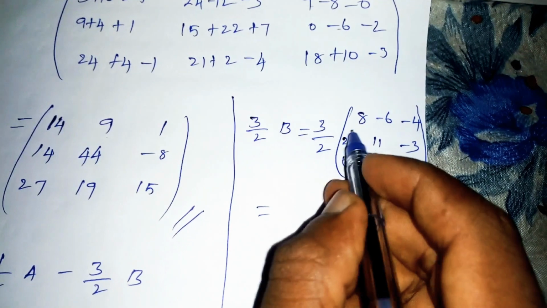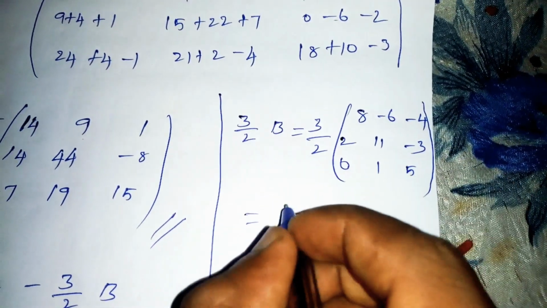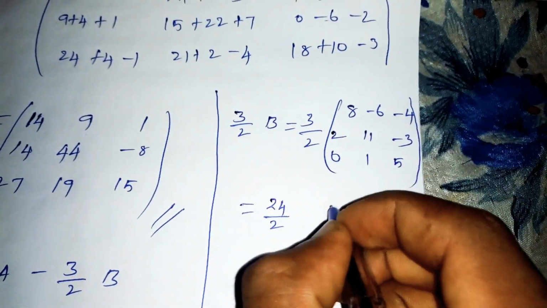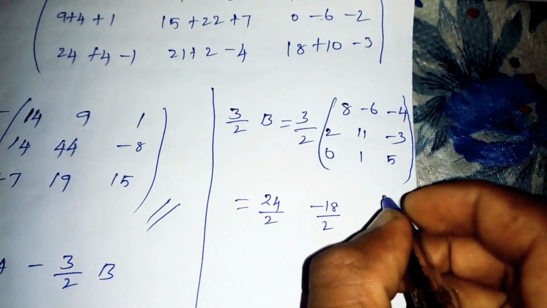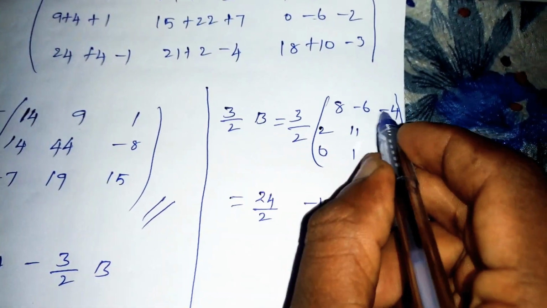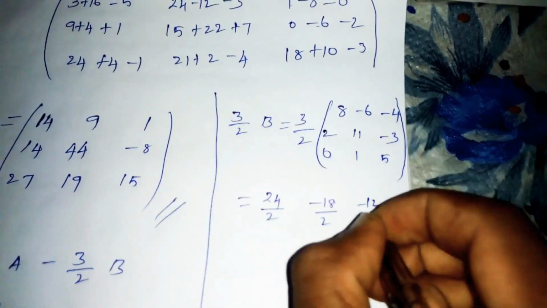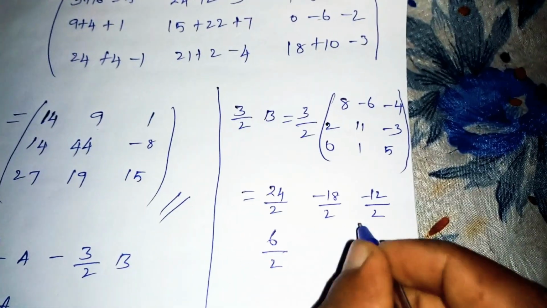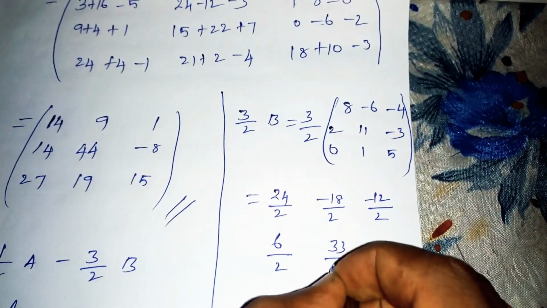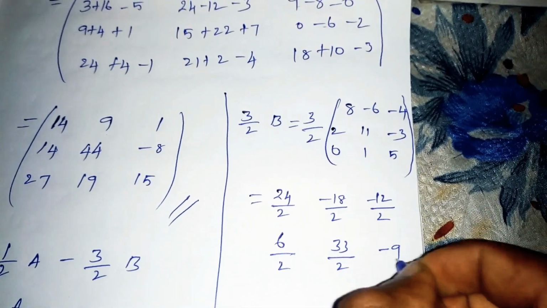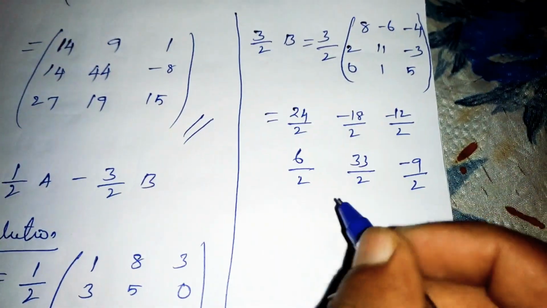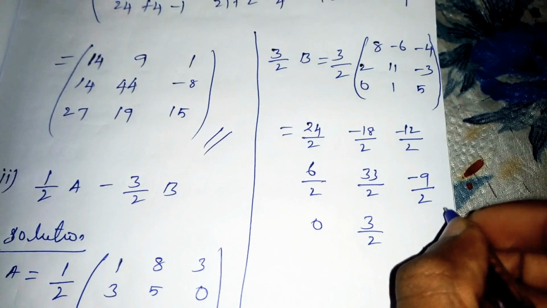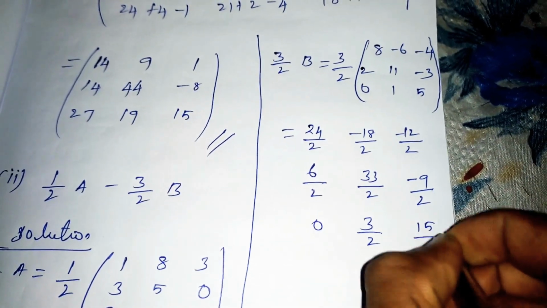This 3 by 2 we are going to multiply inside now. 3 into 8, 24 divided by 2. Again, 3 into 6, 18 divided by 2. Then minus 3, 4 into 3, minus 12 divided by 2, then 2 3s are 6 divided by 2, then 3 3s are 9, minus 9 divided by 2, 0 into anything, 0, 0 divided by 2, 0, then 3 divided by 2, again 3 5s are 15 divided by 2.